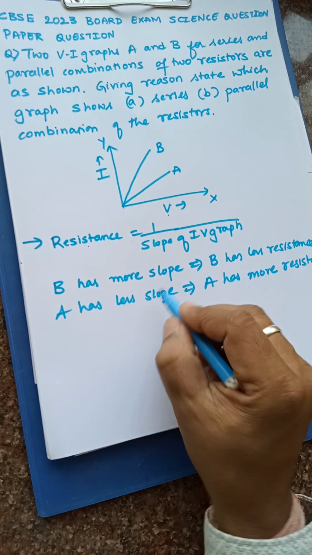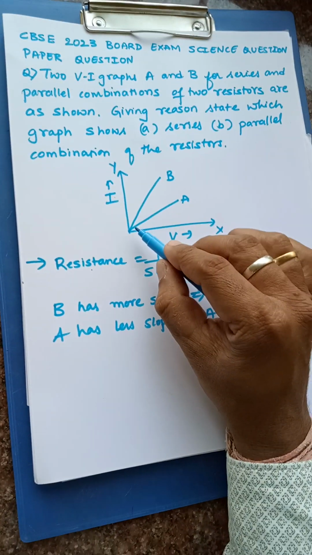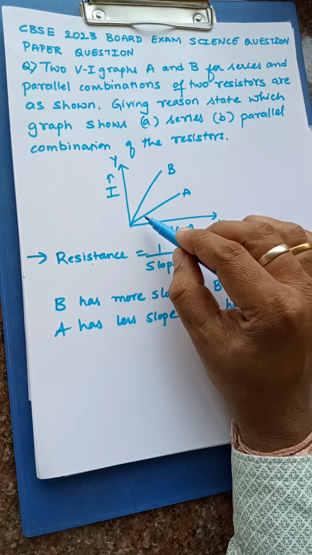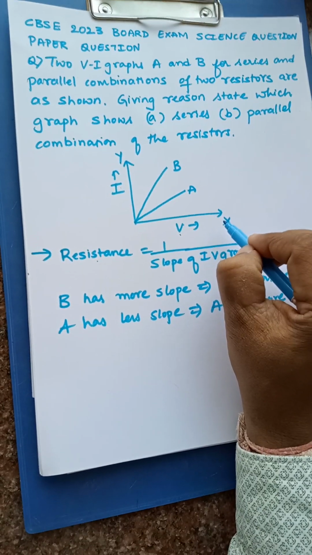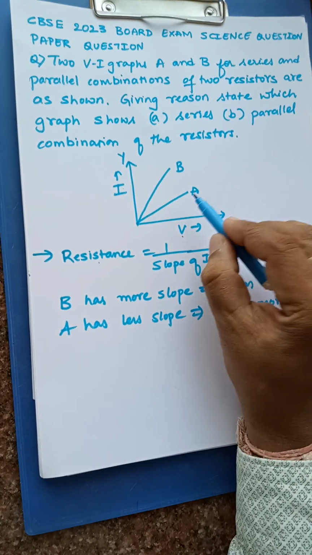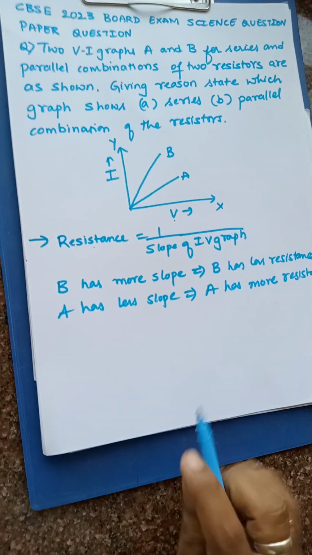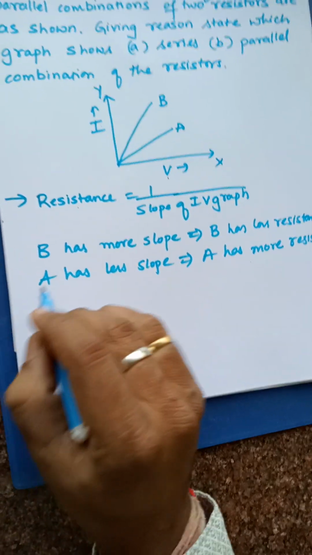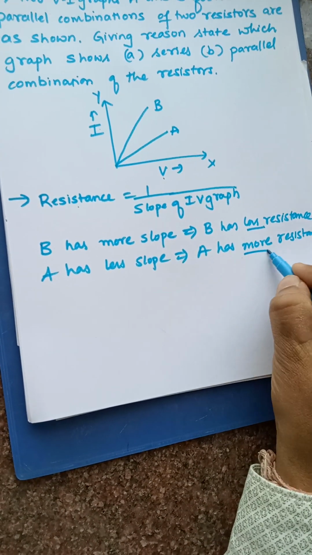So what do we mean by slope? How do you identify which has more slope and which has less slope? Just look at the steepness, or look at by what angle the two graphs are inclined with respect to the x-axis. B is more inclined than A, so we say B has more slope than A. So from this we understand that B has less resistance whereas A has more resistance.